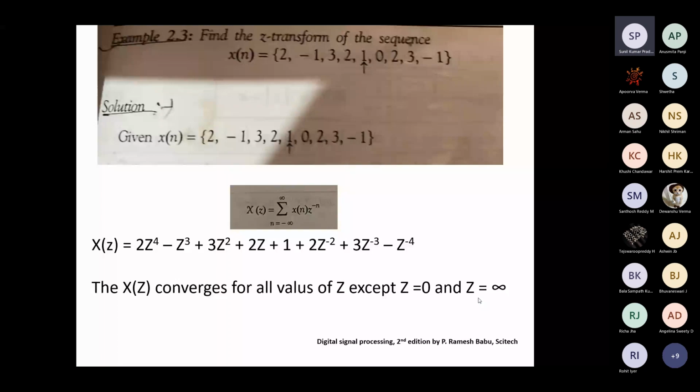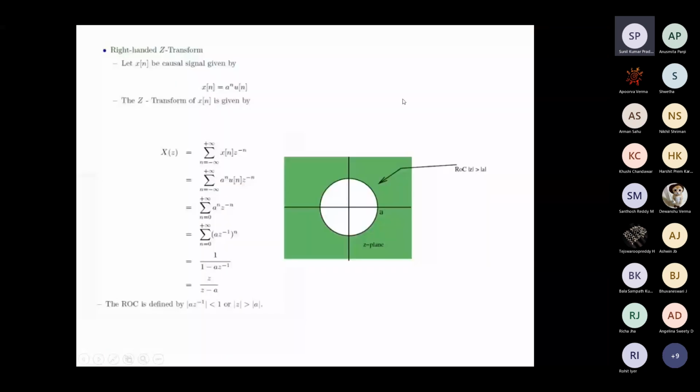But let's say we have an infinite duration sequence, a causal signal where x(n) is equal to a to the power n u(n). If you find its Z transform, it comes to be 1 by 1 minus a z inverse, or simplified, z divided by z minus a. So what will be your ROC? This is defined when the magnitude of a z inverse is less than 1, or mod z greater than a.